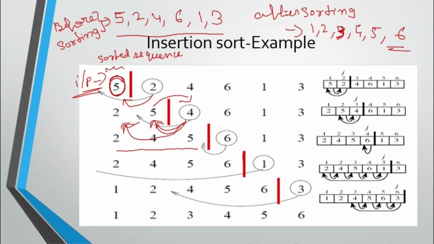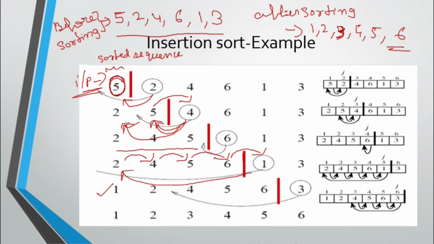Next, 1. Now 1 is compared with 6, so move 6 to the right. 1 you should not move yet. Then 1 is compared with 5, so 5 moves to the position where 6 was. Then 1 is compared with 4, so 4 moves to where 5 was. Then 1 is compared with 2, so 2 moves to where 4 was. Now this position is empty, so directly place 1 here. That is how you get 1, 2, 4, 5, 6.